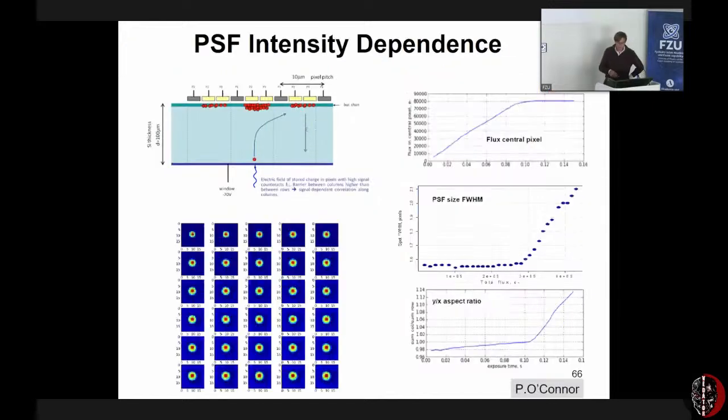Another very important effect, probably even more important than this edge effect, is the PSF, point spread function, intensity dependence. As you accumulate electrons in your pixels, for example, this is an image of a star, as it grows, it starts to repel the incoming electrons, right? So instead of going straight, the electron may go left or right. That widens the PSF as a function of the intensity. This effect is called brighter-fatter. So brighter stars are fatter.